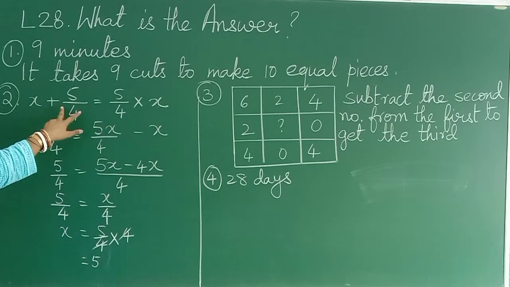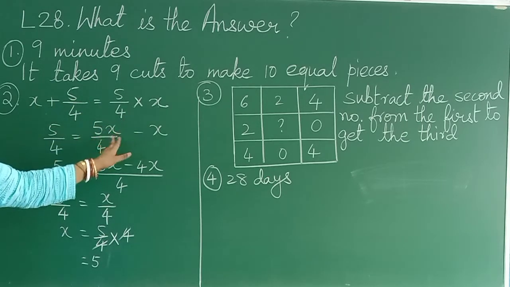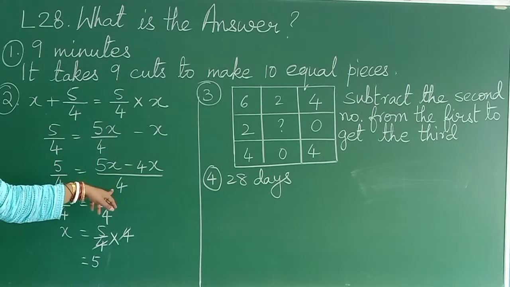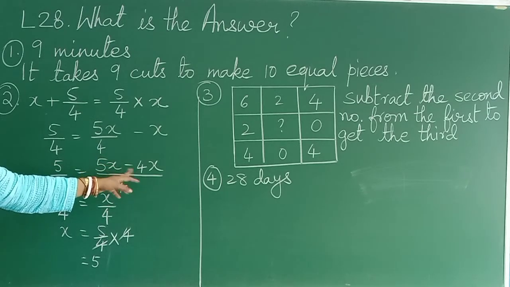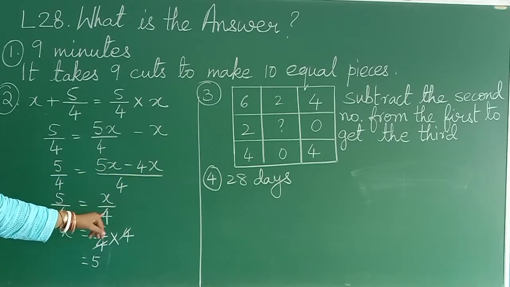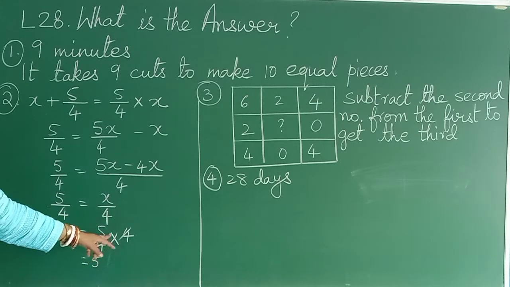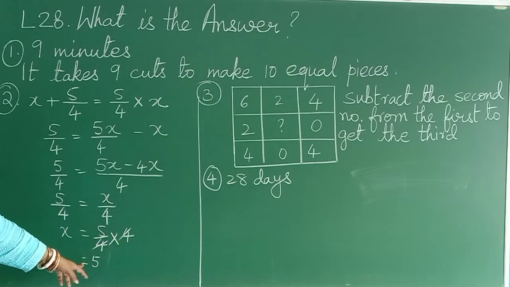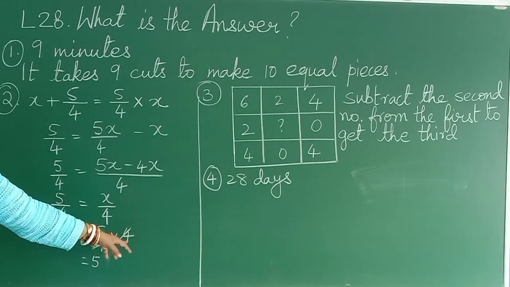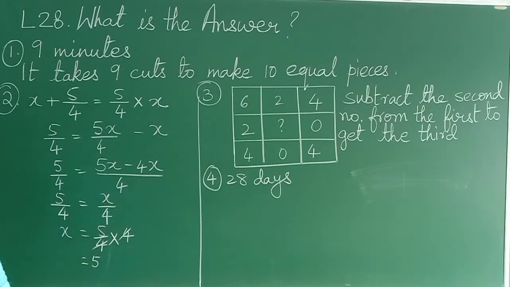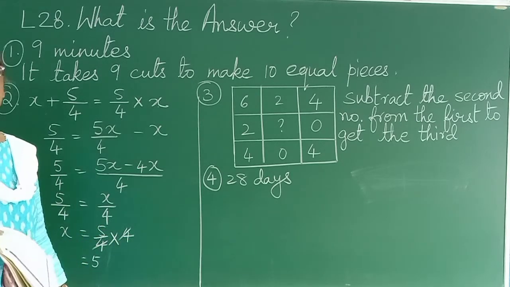कैसे सॉल्व करेंगे? 5 by 4 को इस साइड कर लिया और x को दूसरे साइड ले लिया. उसके बाद 5 by 4 एलसीएम लिया, सॉल्व किया, तो हमें 5 by 4 is equal to x by 4 मिला. Now x is equal to 5 by 4 into 4. 4 क्रॉस मल्टीप्लिकेशन का साइन है तो कट हो जाएगा, तो x is equal to 5. So the answer we are getting is 5.